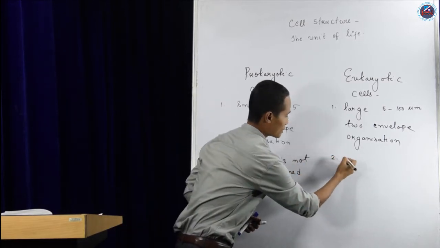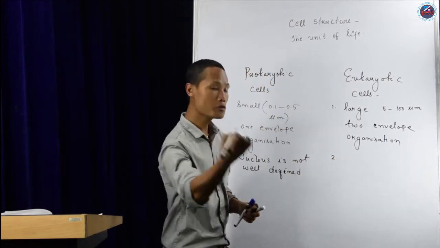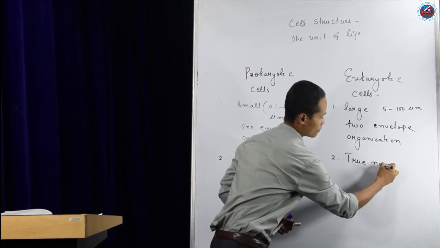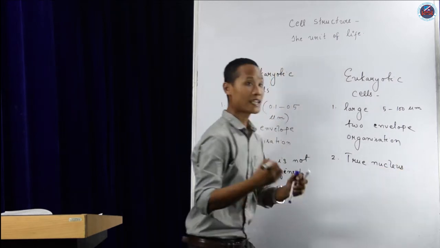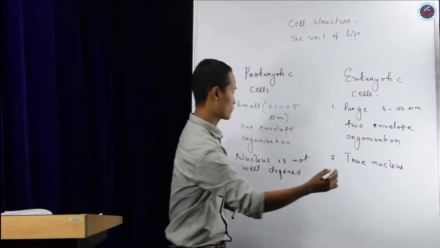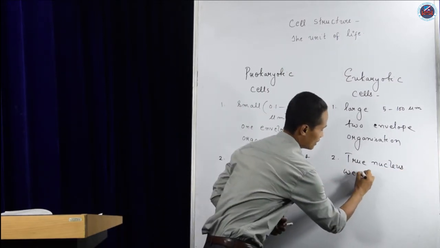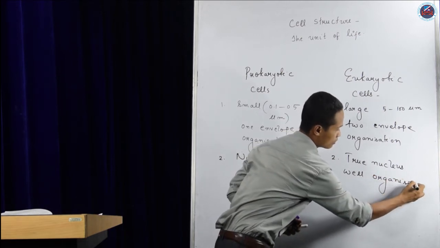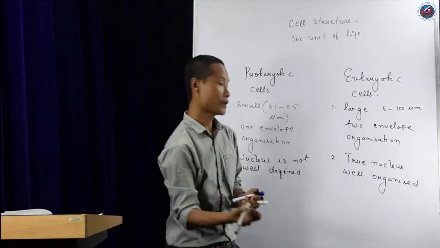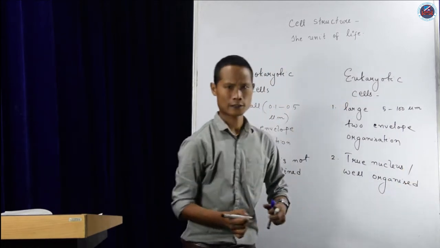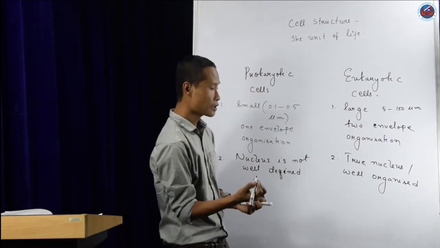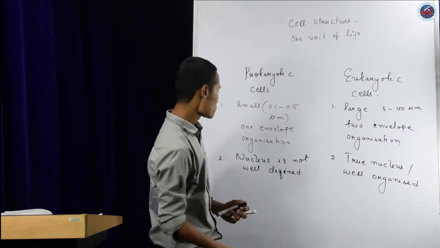Here in eukaryotes, it is said to be a true nucleus. When I say true nucleus, it means they have a well-defined, or well-organized, nucleus. It means that they have a nuclear envelope, and they have chromatin fibers.